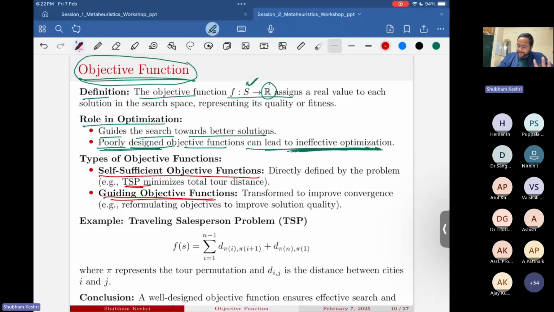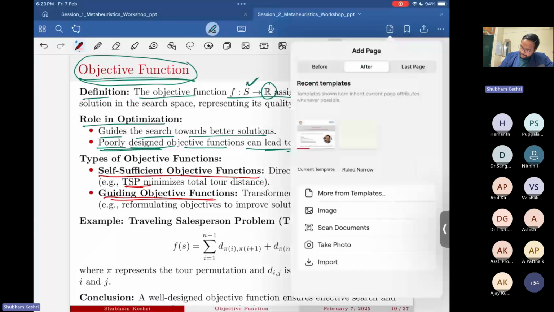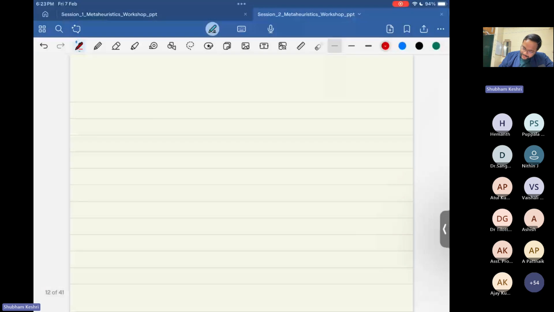No. So what will happen is, suppose I take one blank page, and suppose there are these cities. Right, and these are connected in this way. So this is connected to this. I'll just connect it and then we'll talk.